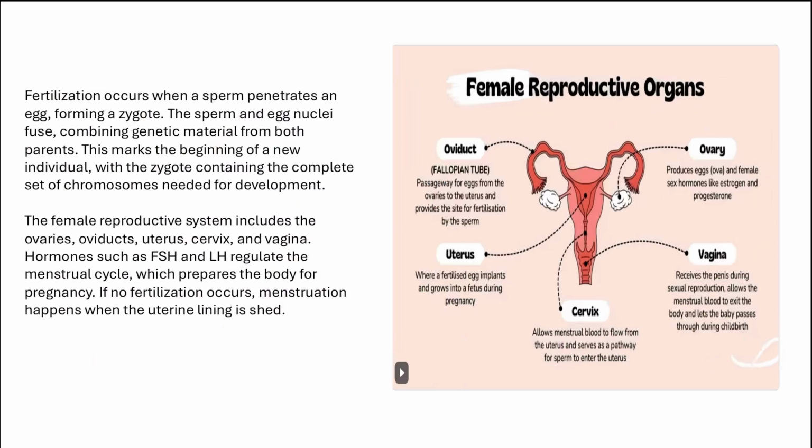And as we went over, the female reproductive system includes the ovaries, oviducts, uterus, cervix, and the vagina. And also, it contains hormones such as FSH and LH, which regulate the menstrual cycle, where the menstrual cycle is what prepares the body for pregnancy. Therefore, if you do get your menstrual cycle, that means that no egg was fertilized. And if you don't get it, that means that an egg was fertilized in the process of sexual reproduction.